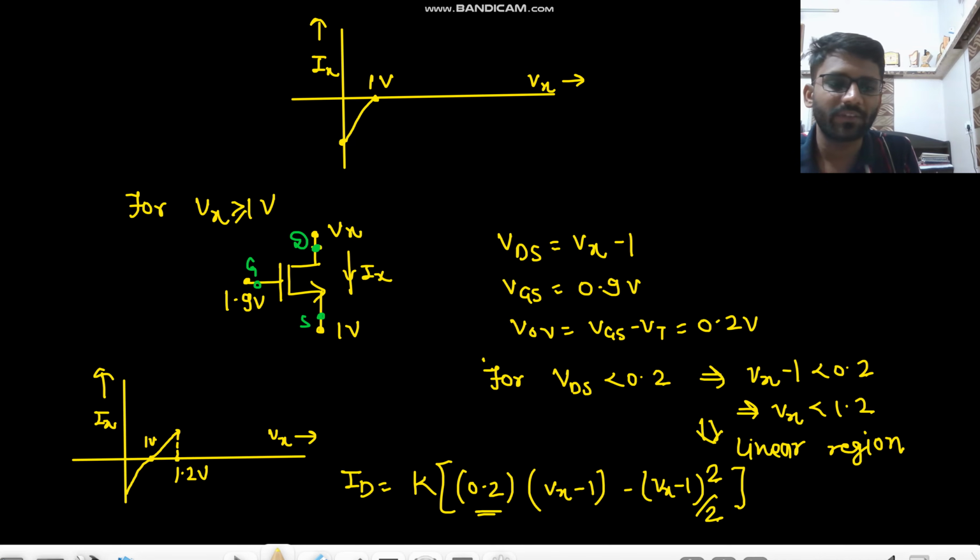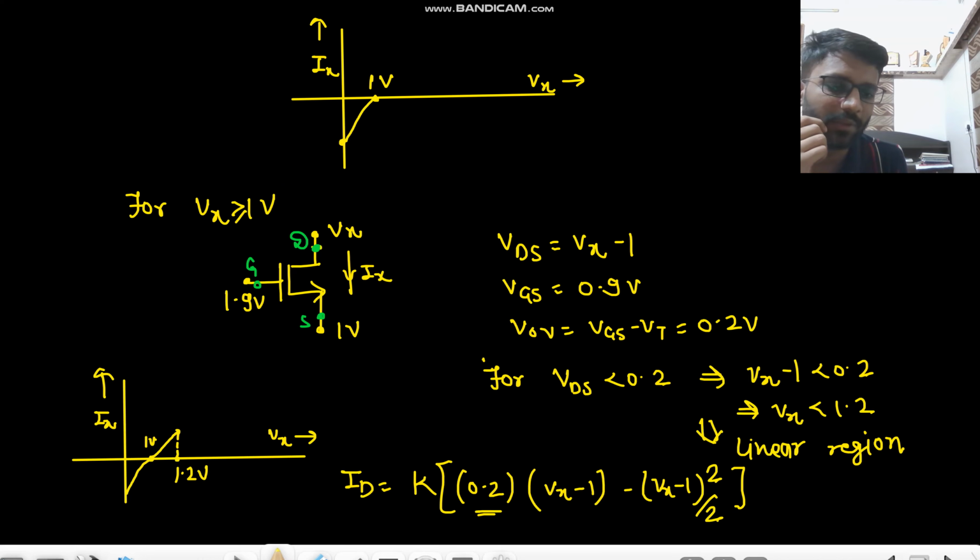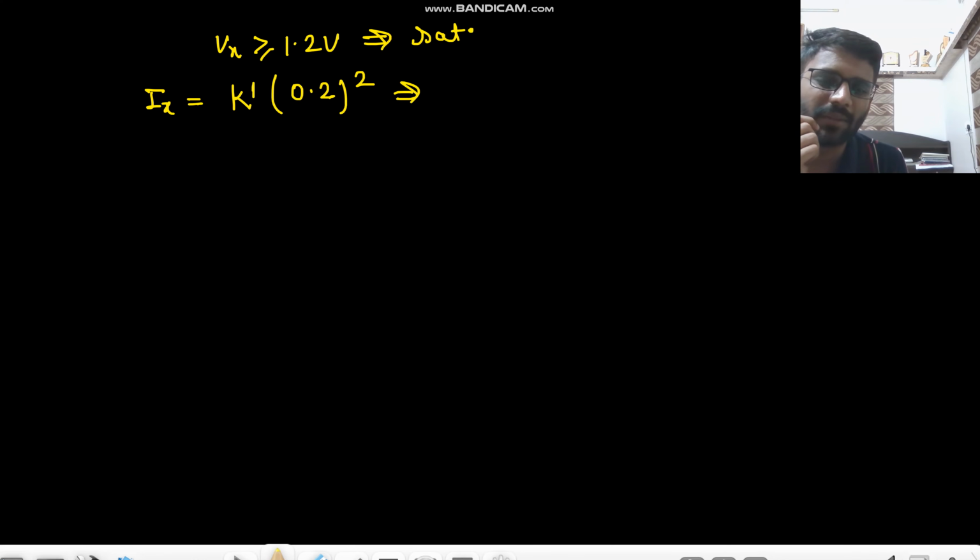Now what do we see after Vx greater than 1.2? When Vx is greater than 1.2 volt, this will go into the saturation region, right? And your Vgs minus Vt is constant. So what will be the current? Current Ix would be some constant. Vgs minus Vt is 0.2, right? So the current becomes constant. I'm just plotting the graph.